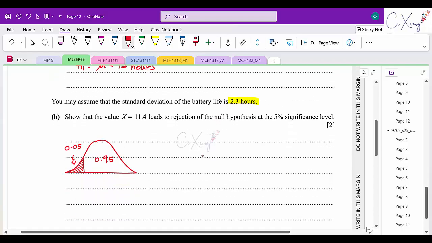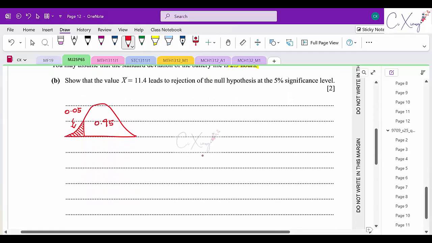Okay, so you can use either the critical value approach or the p-value approach to carry out the test. For me, usually for normal distribution, I will use the critical value. Alright, so let us find out the critical value first.